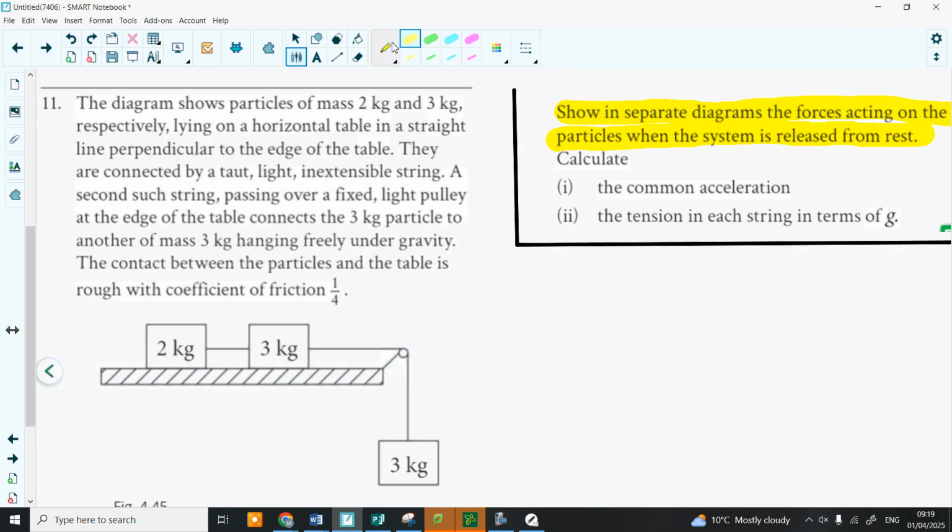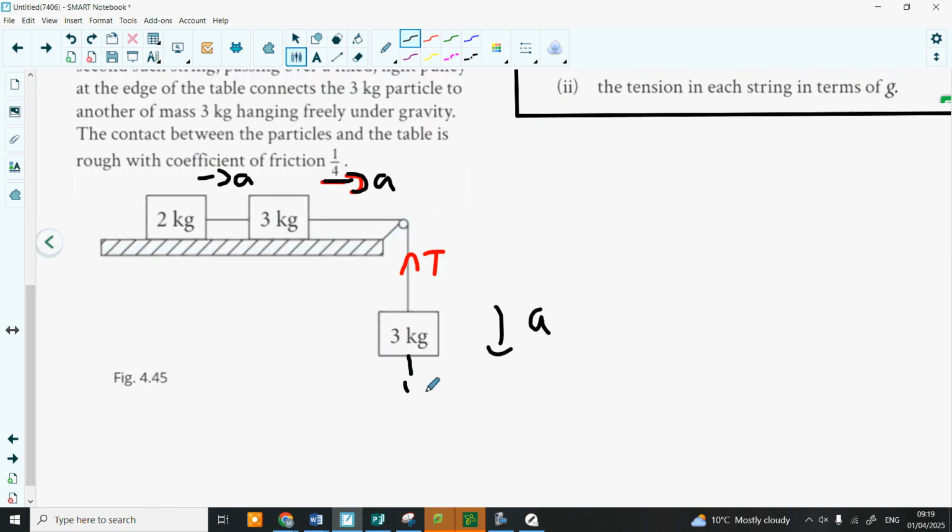So what we're thinking is happening is we're going to call this tension T. And the full system, would you agree, is going across with acceleration A. It's either that or it doesn't move. Would you all agree with that? Either it moves to the right or it doesn't move at all. Now, call that 3G.